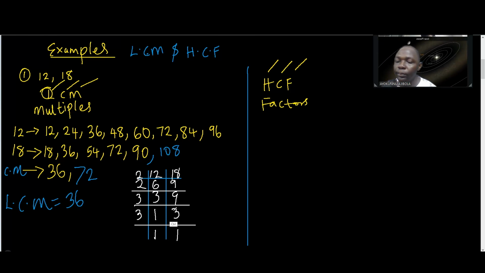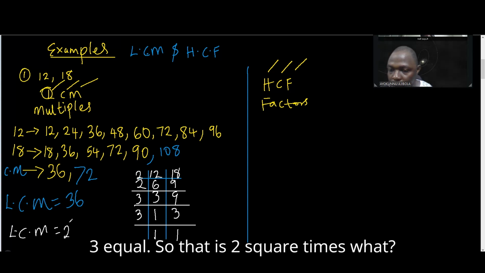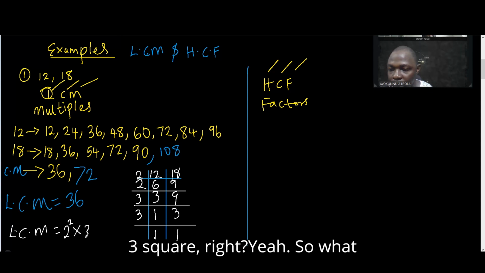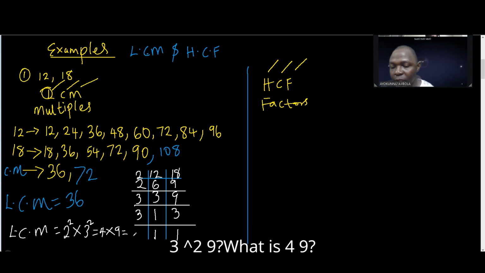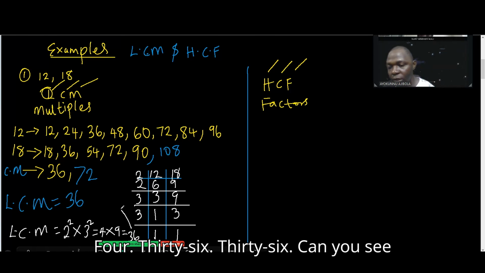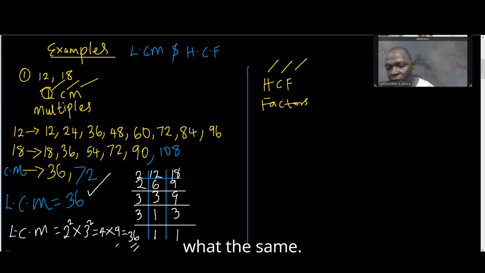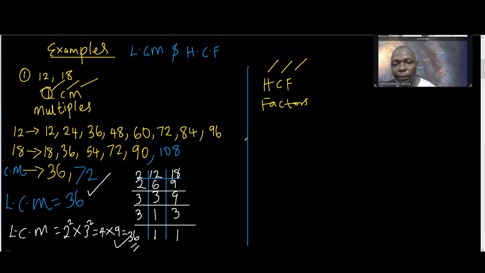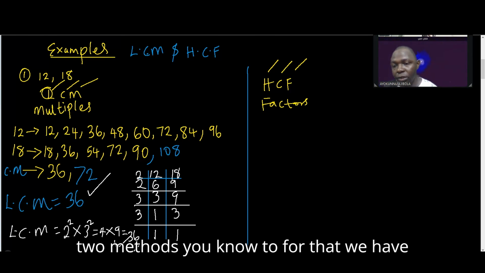So this 1 is the minimum. What is my LCM? 2 times 2 times 3 times 3, that is 2 square times 3 square, right? What is 2 square? 4. What is 3 square? 9. What is 4 times 9? 36. Can you see it's the same with the answer we got there, right? The answers are the same. That is the advantage of using the two methods.